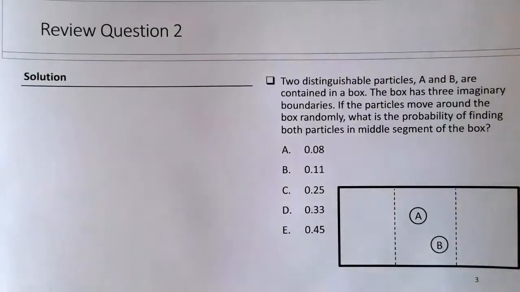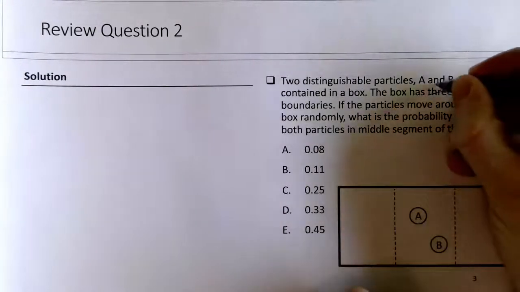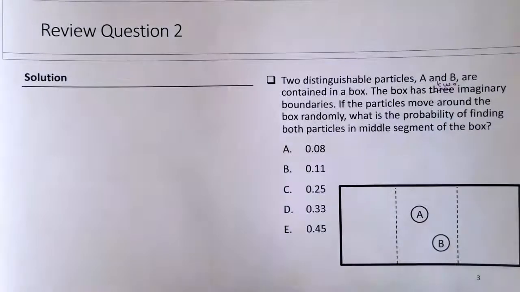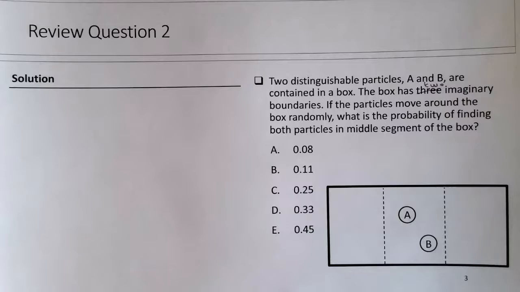Okay, so review question 2, and the topic has moved on to entropy and probability. The question context is we've got two distinguishable particles A and B. They're contained in a box. The box has 3 imaginary boundaries. Actually, it's only 2 imaginary boundaries, which gives us 3 distinct areas in the box. That's what I meant there. If the particles move around the box randomly, what is the probability of finding both particles in the middle segment of the box?